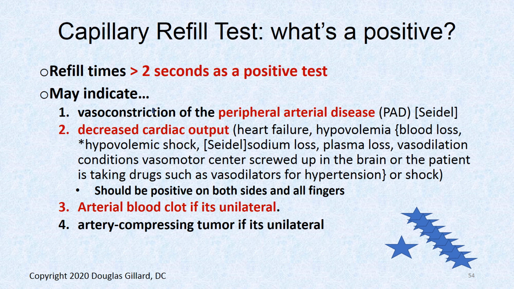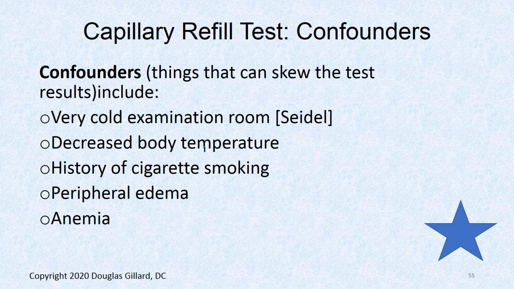A positive if it fails to fill within 2 seconds, and it means there's a beaver dam somewhere upstream. If all the fingers are really sluggish to fill, it's probably heart failure or something wrong, some major beaver dam with the heart or aortic stenosis. So if it's just one area and they have pain in their hand, it could be a blood clot. So it's a good way to see if the pipes are clogged somewhere.